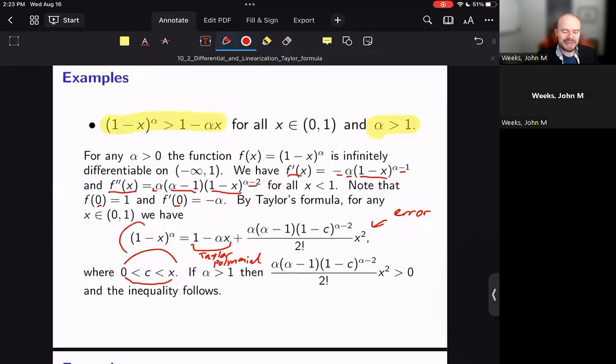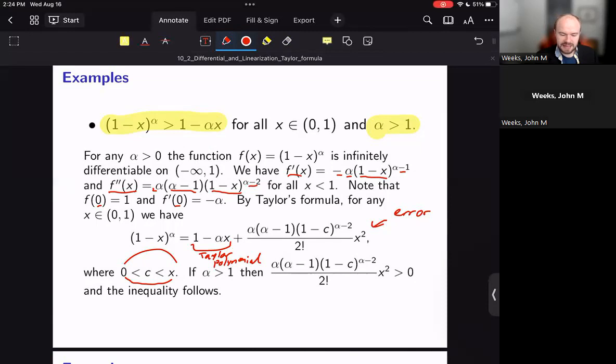So to show that this is greater than this, I just need to show that this is positive. If I show that this is a positive error function right here, then this means that this part is a little bit bigger than this part. So that gives me what I'm looking for. So all I have to check is, is this actually going to be positive?